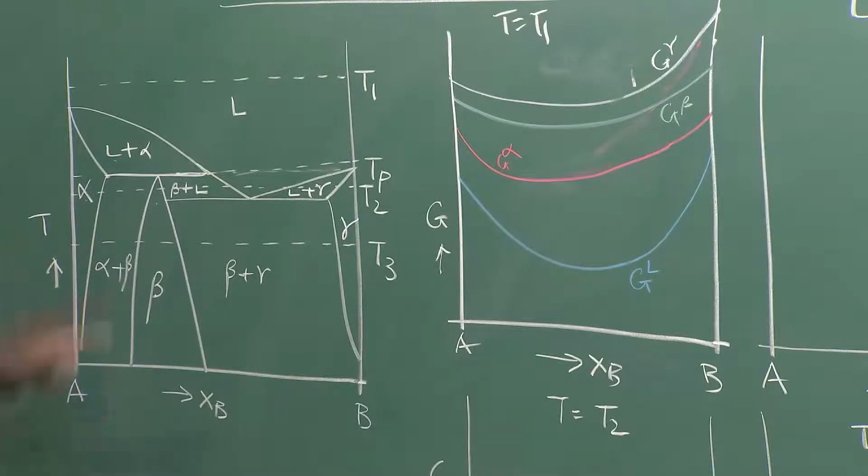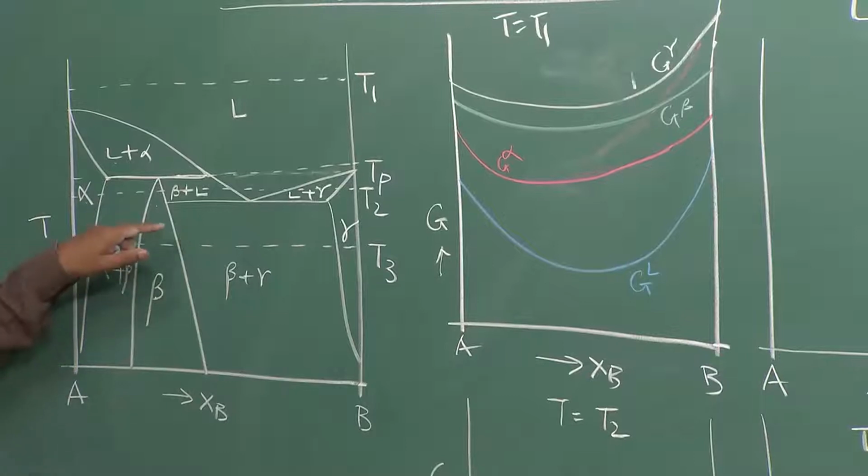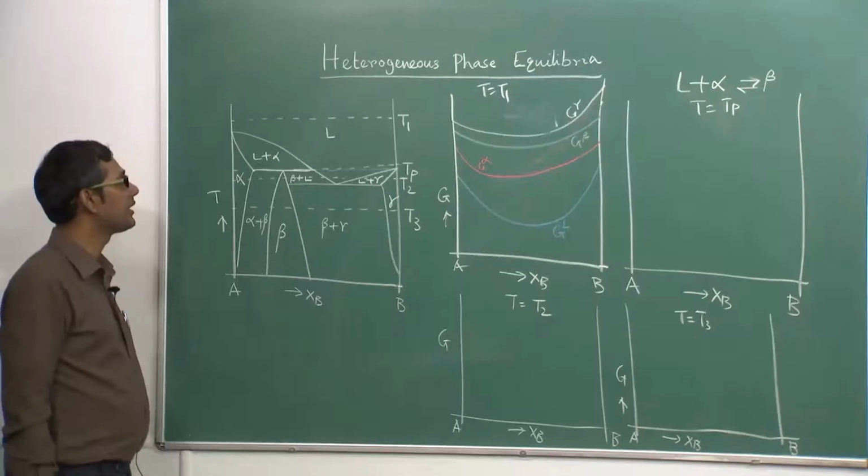At temperature Tp this reaction occurs, so alpha, liquid and beta all of them will be at equilibrium.